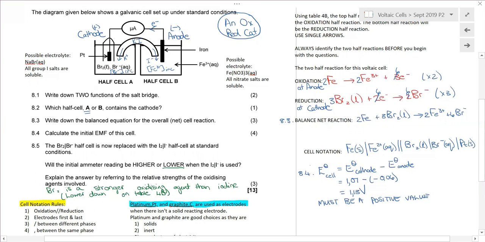Explain your answer by referring to the relative strengths of the oxidizing agents involved. Bromine is a stronger oxidizing agent than iodine. Bromine is lower down on your table on the left-hand side, the table 4B that I was referring to earlier on. Bromine is a stronger oxidizing agent than iodine. So if you replace the bromine with iodine, you're going to have a lower cell potential than when we use the bromine.